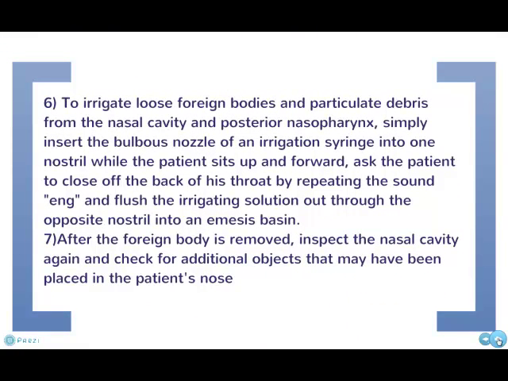Further, you want to irrigate any loose foreign bodies or debris from the nasal cavity and posterior nasopharynx. To do this, you simply insert the bulbous nozzle of an irrigation syringe into the nostril while the patient sits up and forward. Ask the patient to close off the back of his throat by repeating the sound "eng" and flush the irrigation solution out through the opposing nostril and into an emesis basin. After the foreign body is removed, inspect the nasal cavity again and check for additional objects that may have been placed in the patient's nose.